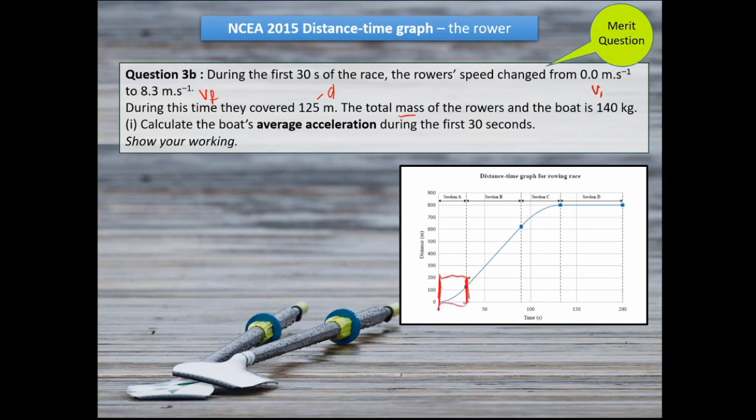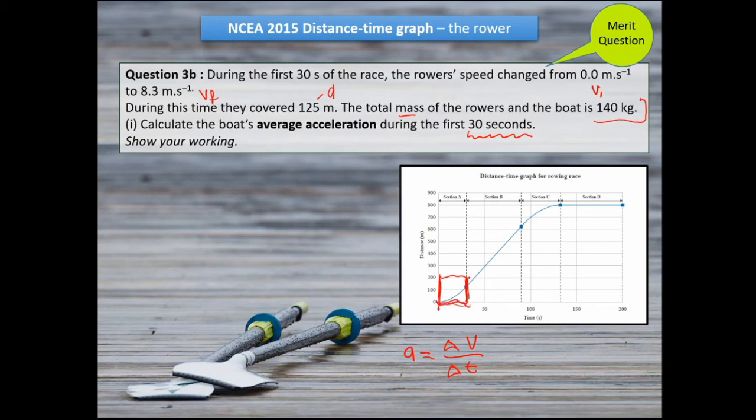Okay, so what do we know here? We see that we have distance and we have velocity. So we know that acceleration is change in velocity over change in time. We know that the time is 30 seconds. Why did they give us the mass? I think that probably comes in later in the question. During that time they covered 125, but we don't need the distance at this stage.